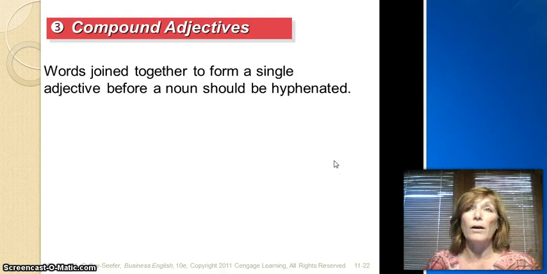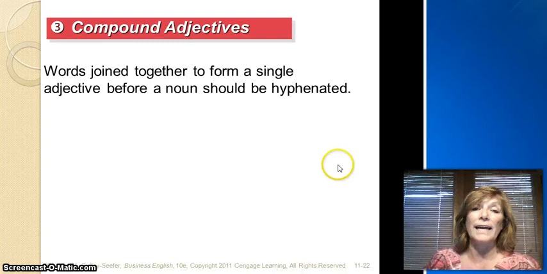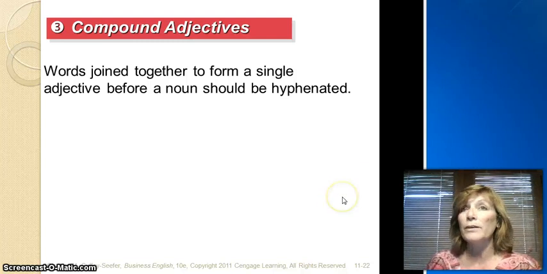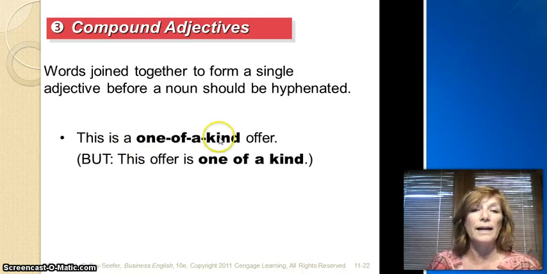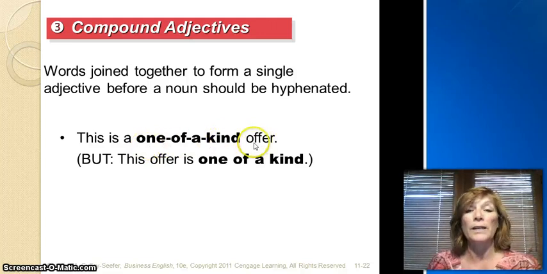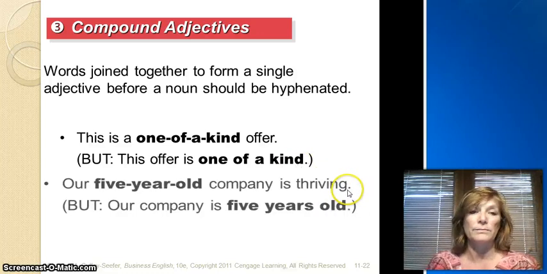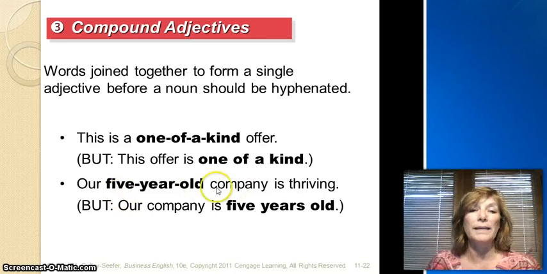Compound adjectives are a series of words that form a single adjective, and if they come before the noun they're modifying, they should be hyphenated. Such as, this is a one-of-a-kind. This is a combined adjective. If it comes before the noun, which is offer in this case, we use hyphens. If it comes after the noun, then you don't have to hyphenate it unless it's a permanently hyphenated adjective that you'll see here soon. Our 5-year-old company, this is describing the company, and it's before the noun, so it's hyphenated, but after the noun, it's not hyphenated.